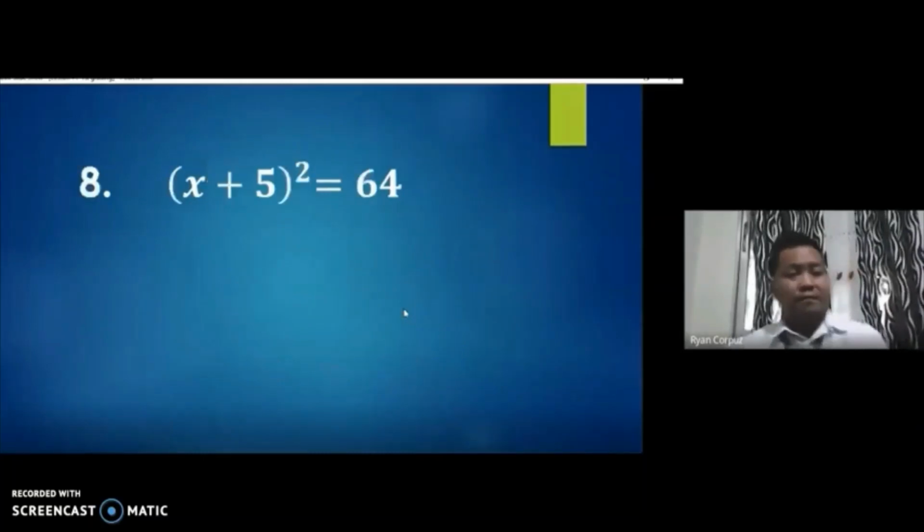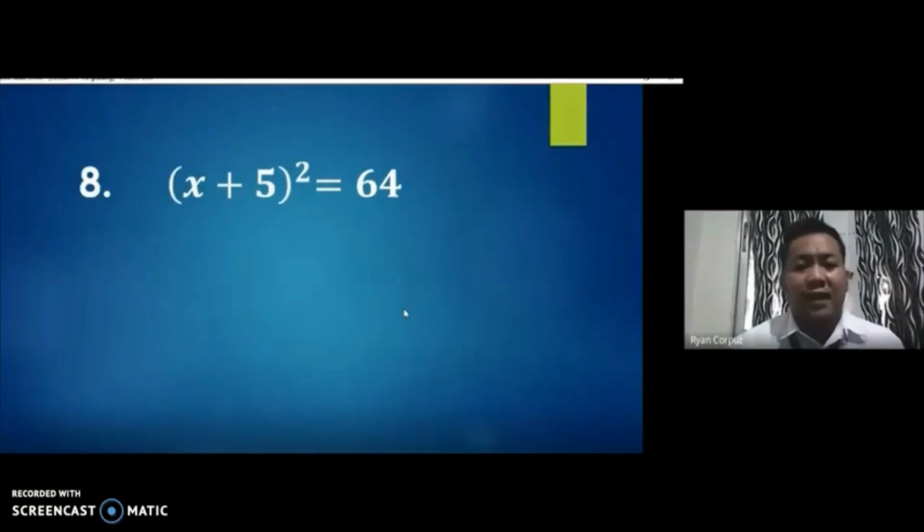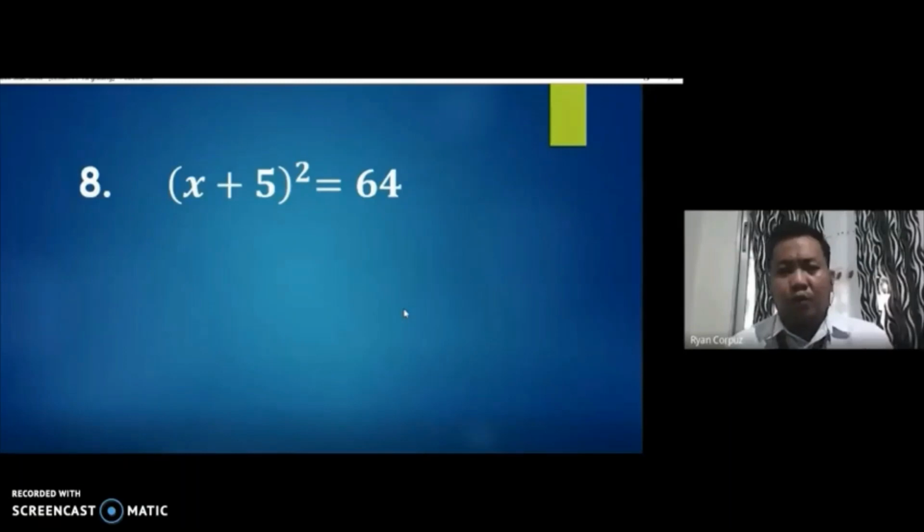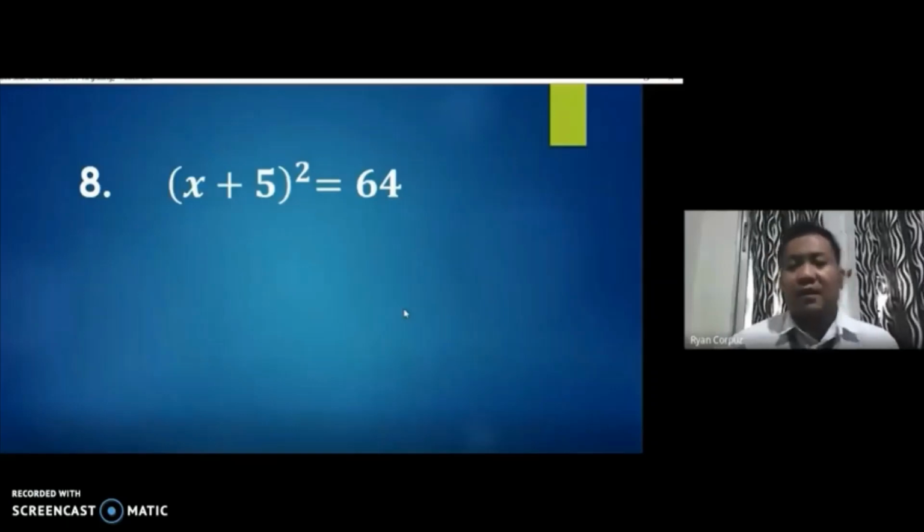Next, number 8. How about in the case of number 8, that is x plus 5 squared is equal to 64. So in the case of number 8, since it's a binomial term, or what we call a square of binomial, we are going to treat x plus 5 there as one term. That was raised to the second power. It's just like x squared is equal to 64. So we are going to treat x plus 5 as one term, then was raised to the second power, so that we can make use of extracting the roots.